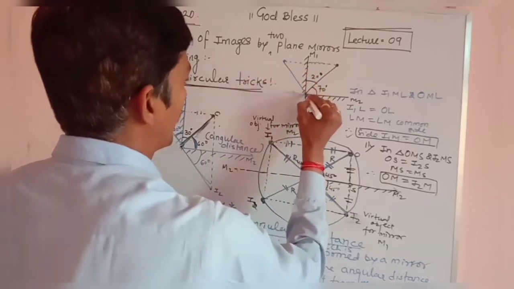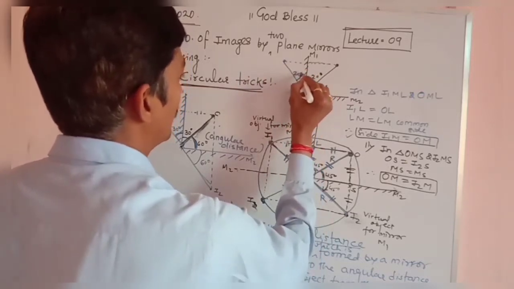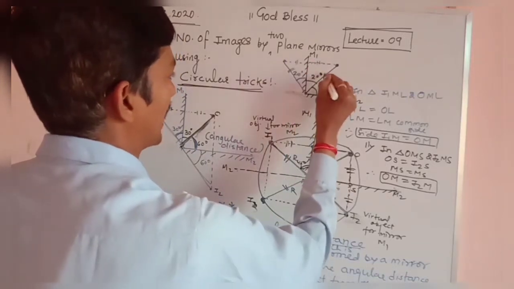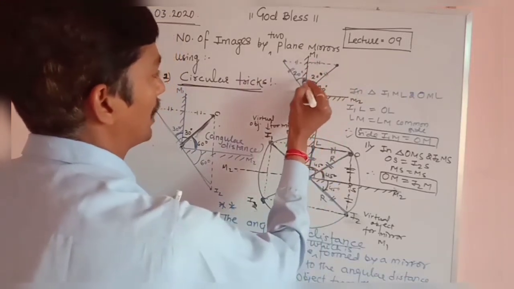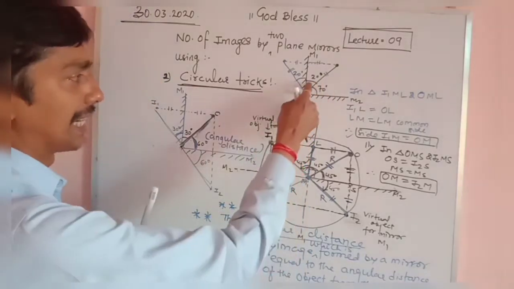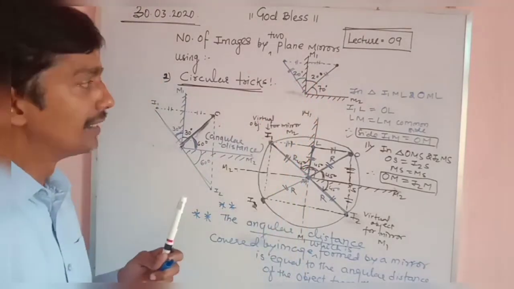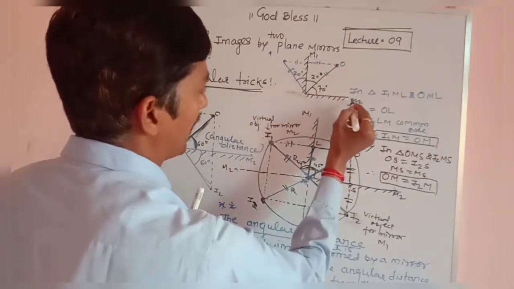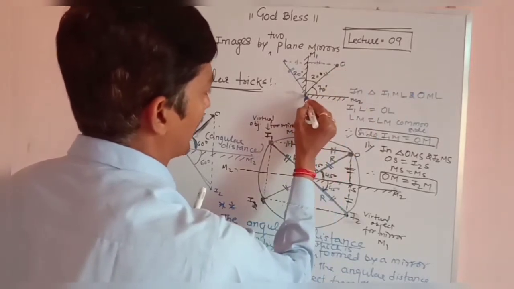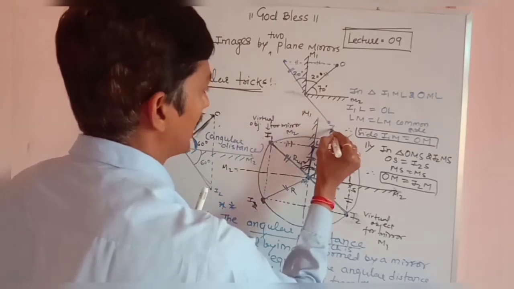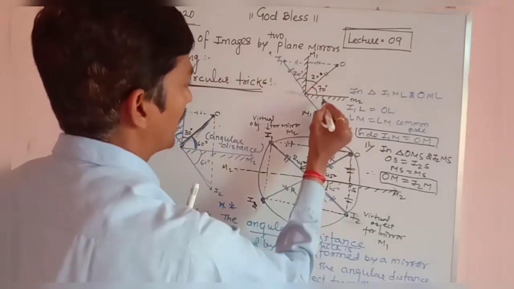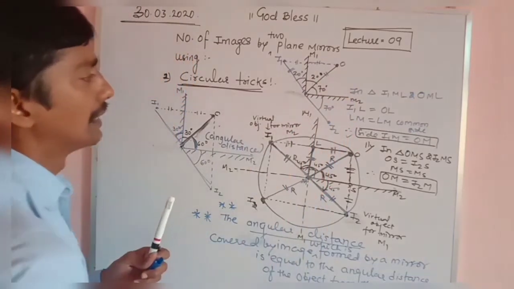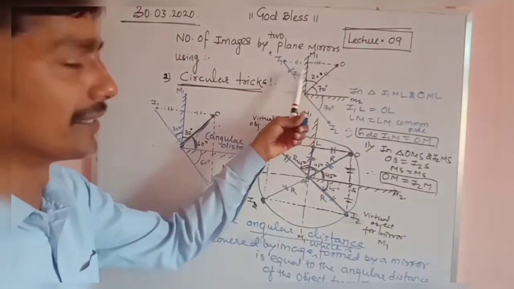So this will make an angle of how much degree? 20 degree, because this side and this side are always equal. So this side and this side are also equal, and it will make an equal angle then. So this angle and this angle will be equal. Similarly, my dear, here the object is at 70 degree from mirror M2. So here it will make an image, say I2, here I1, at 70 degree from mirror M2. So this is the circular trick method.